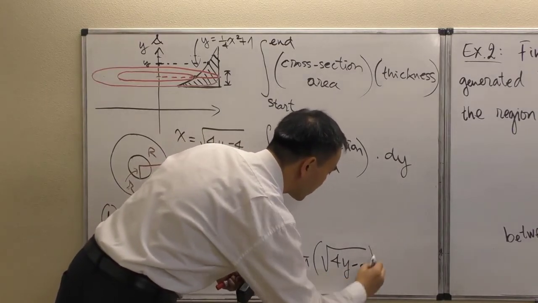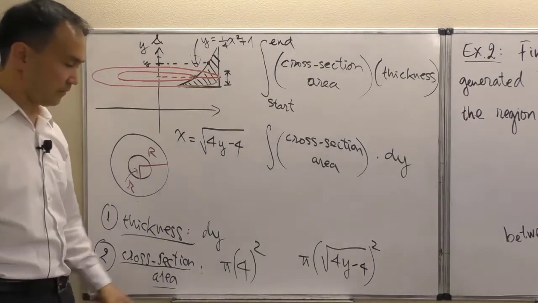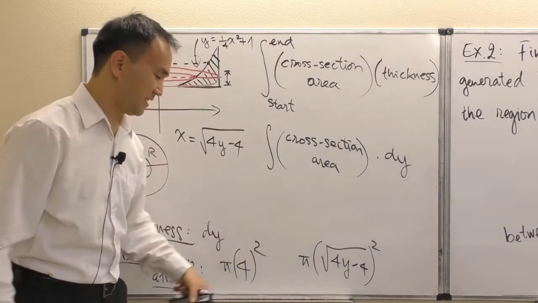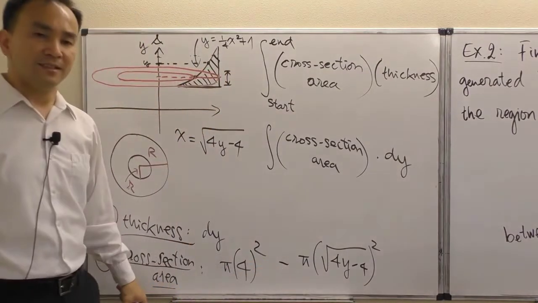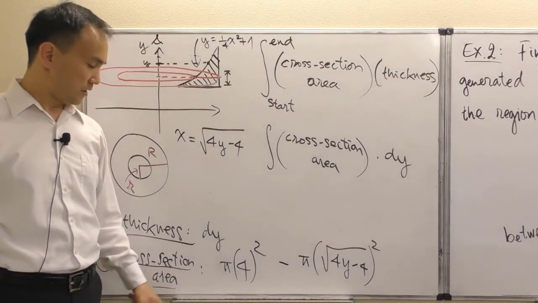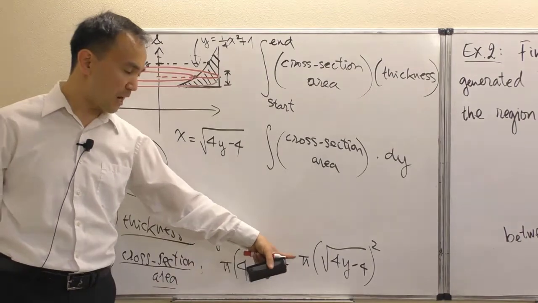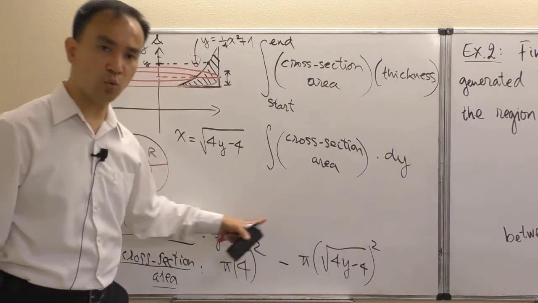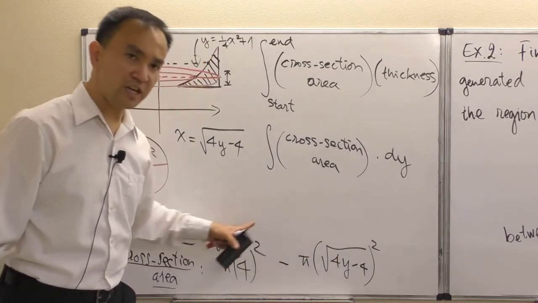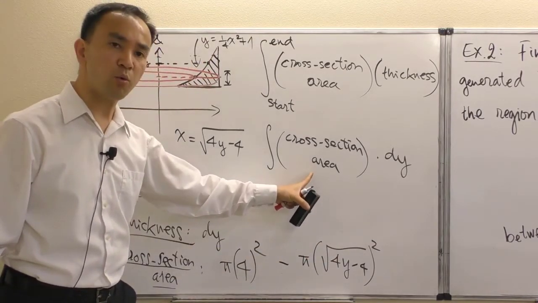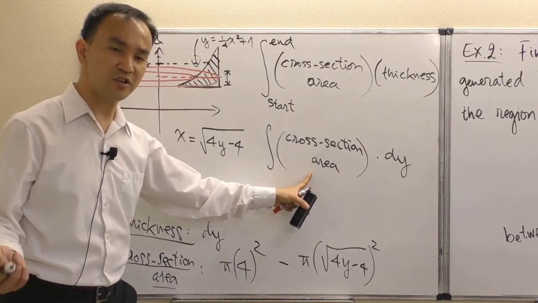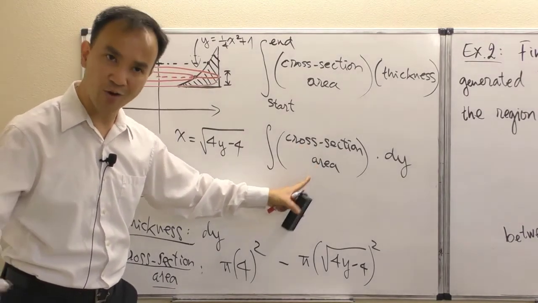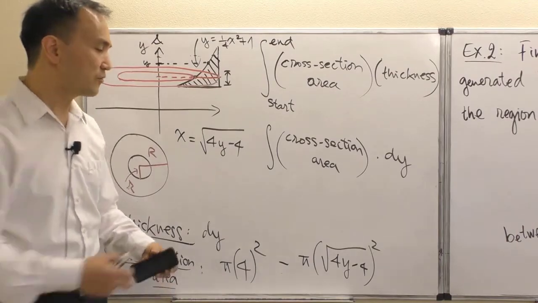4y minus 4, all squared. That's the area of the smaller circle. And now we subtract out the 2. And so pi times 4 squared minus pi times all that squared right there. But now the whole thing here is one function in terms of y that's ready for being placed here. That's the function to generate the cross-section area at any instant y value.